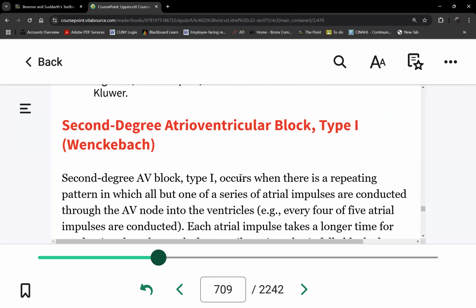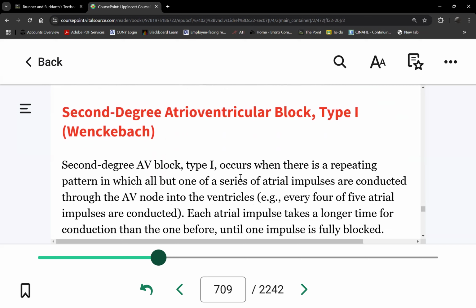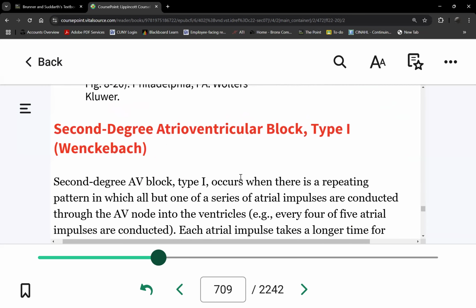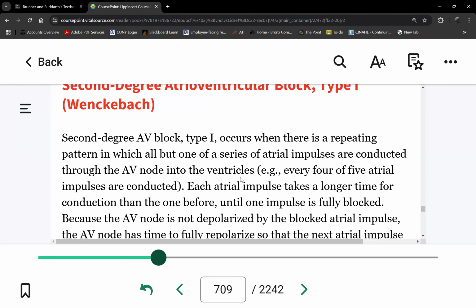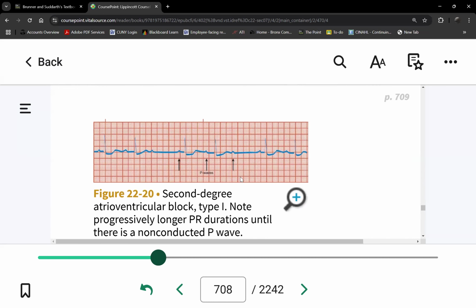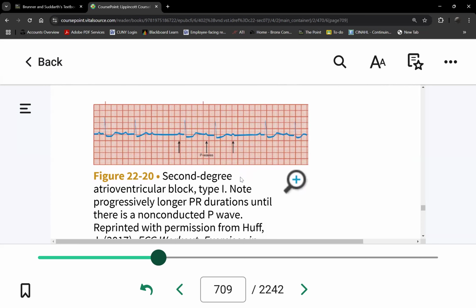The next problem is second degree type 1. This one, compared to type 2, is milder. So here is what second degree type 1 looks like. In type 1, the PR interval is long, gets longer, and then even longer, and then you lose 1 ventricular contraction. You lose 1 QRS. That's always the pattern. I repeat. In second degree type 1, the PR interval is long, gets longer, and gets even longer, and then you lose 1 QRS complex, meaning it's blocked. Any questions on second degree type 1?